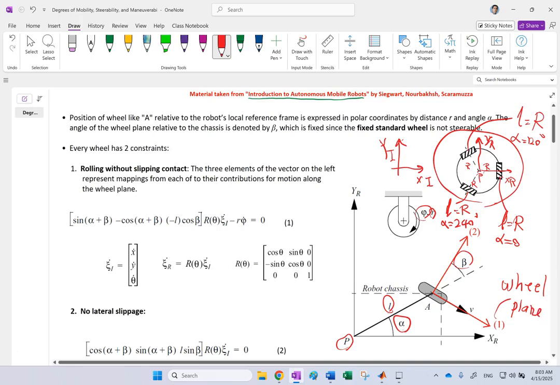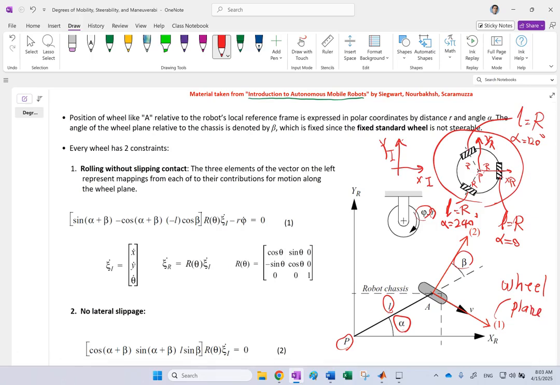So this direction 1 is representing, from the top view, the wheel plane. And then there is direction 2 that is normal to the wheel, and the angle that the normal to the wheel makes with this radial line that has angle alpha, this extra angle is called angle beta. So this is a 90 degree, there is alpha and beta, and using these parameters, we are going to come up with the constraint equations.